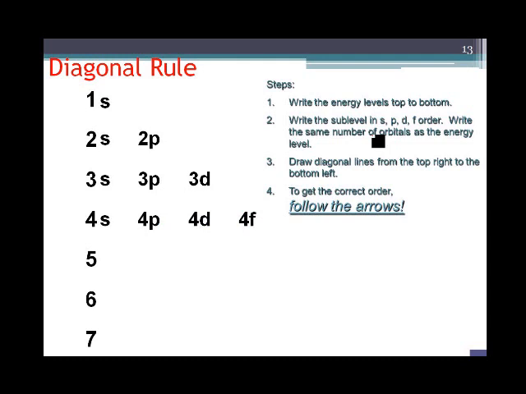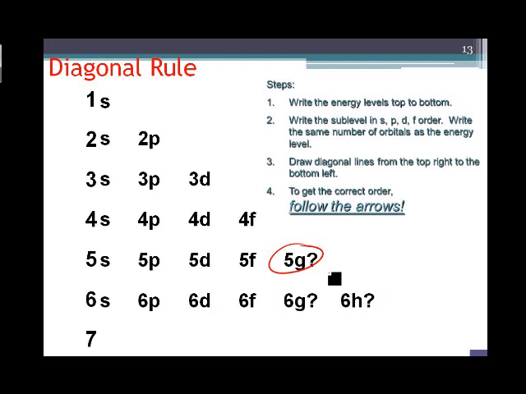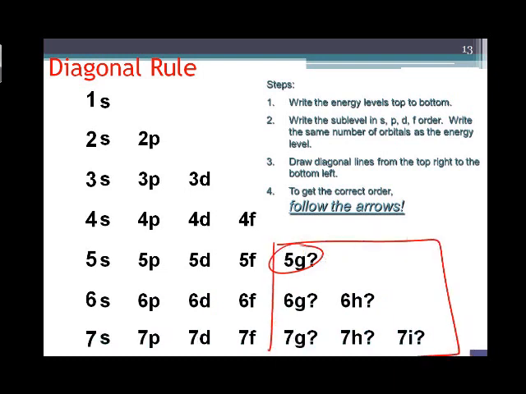The fifth energy level has five sublevels. But notice this question mark. We're just sticking with the energy level number having the same number of sublevels. This isn't really important. 6 and 7. Again, remember, we don't need these.